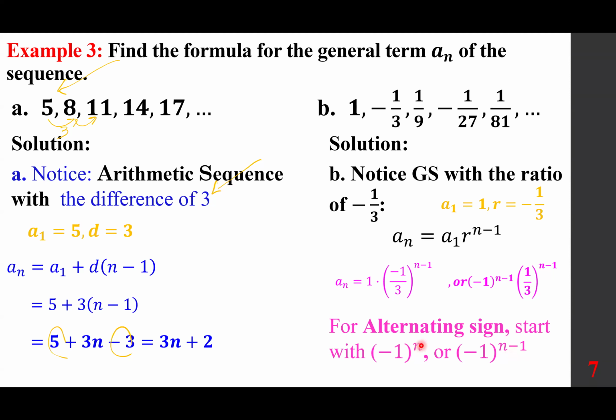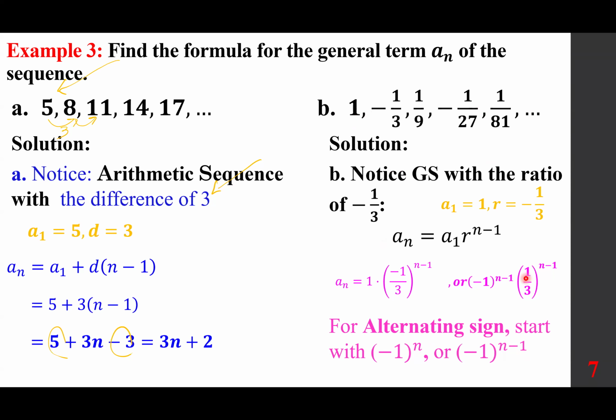Notice if n is 1, -1 to the power of 1 becomes -1. So the first term is negative. So this is used for a sequence that starts with a negative and then alternates. Whereas this one, if I change the n to 1, I get -1 to the power of 0, which makes it +1. And I'm just looking at the sign.